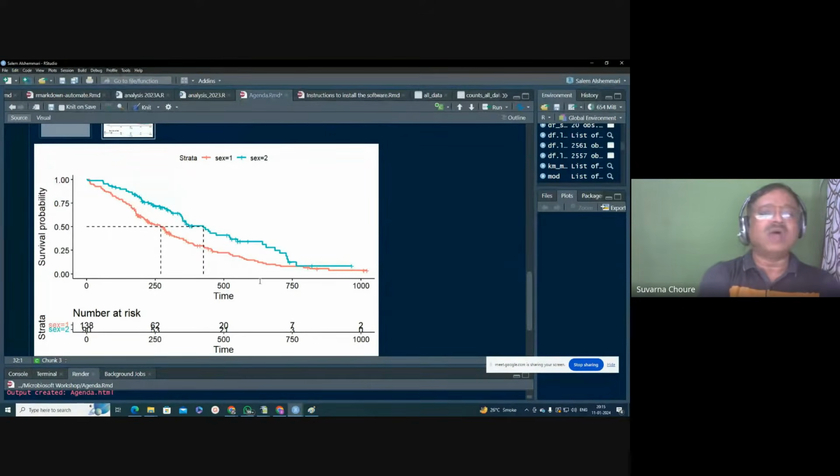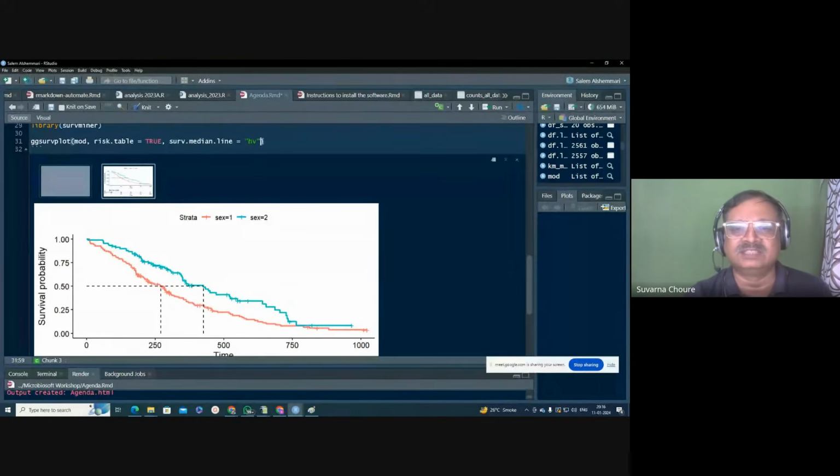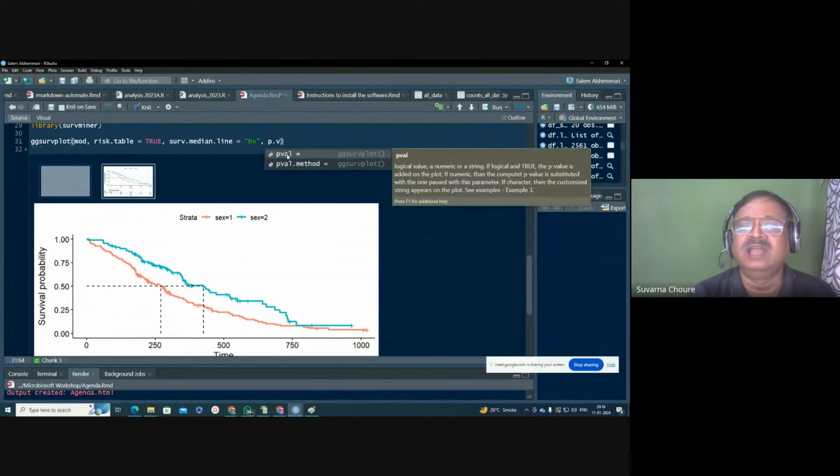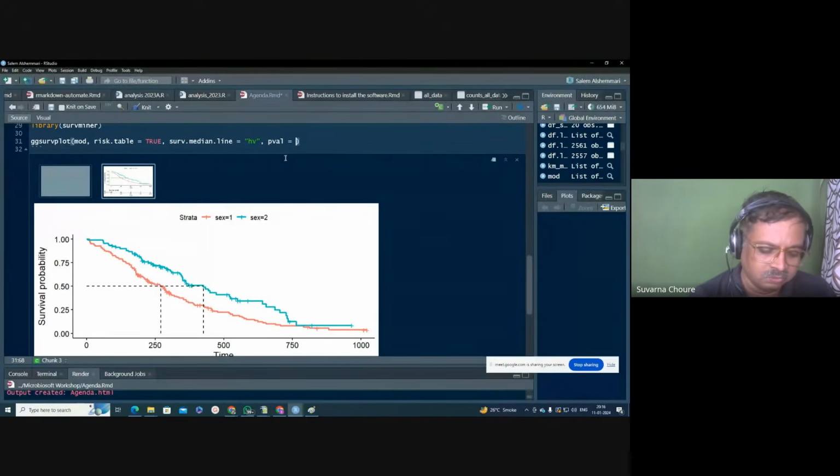If you want me to add the p-value, it is actually the strength of the observation that there is no difference in survival. The p-value is the measure of no difference in survival. I will try to see that probability of no difference: p dot value, p-val in ggplot, p-val is equal to true. Run that.